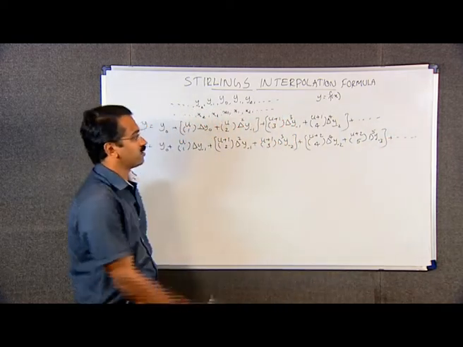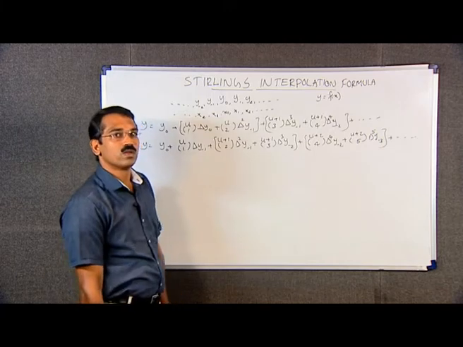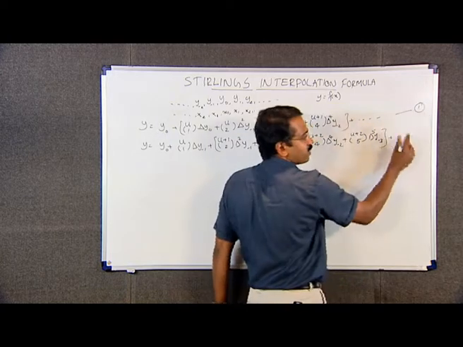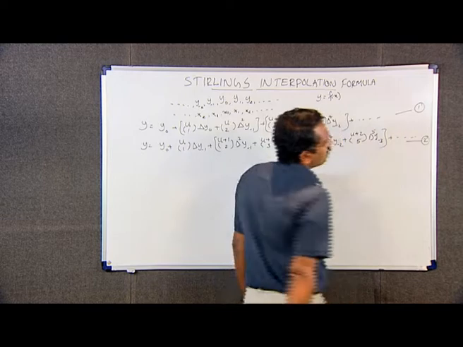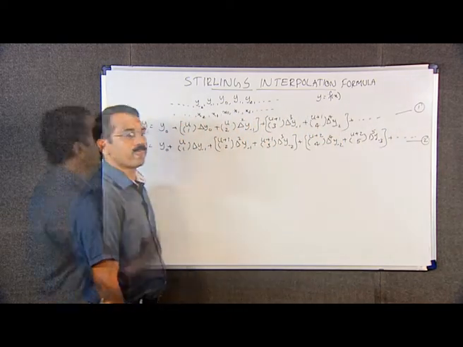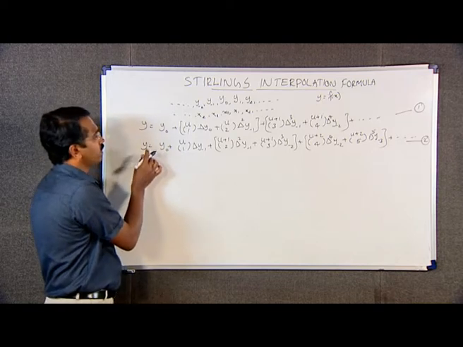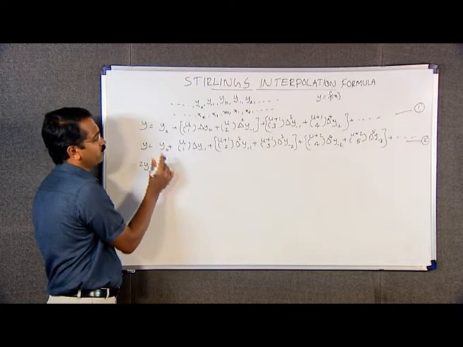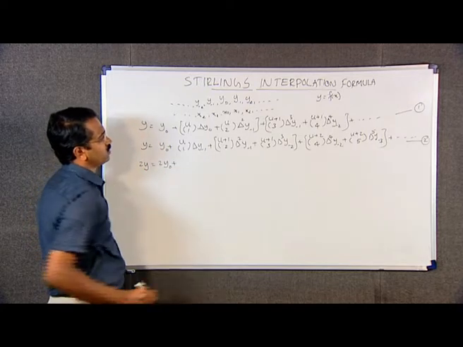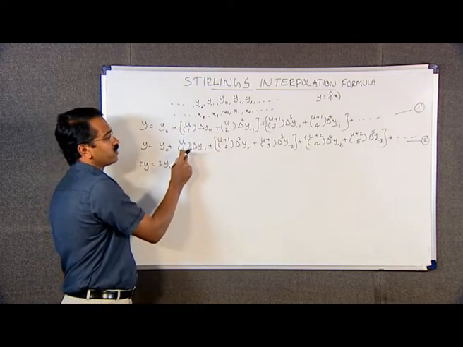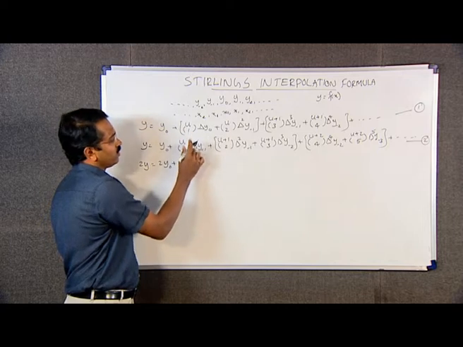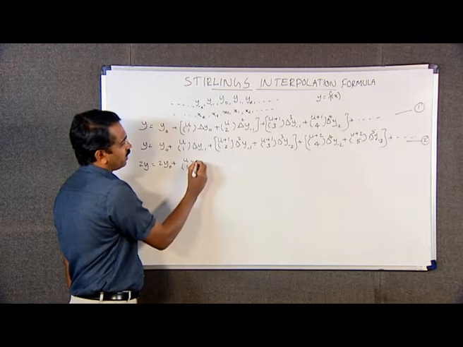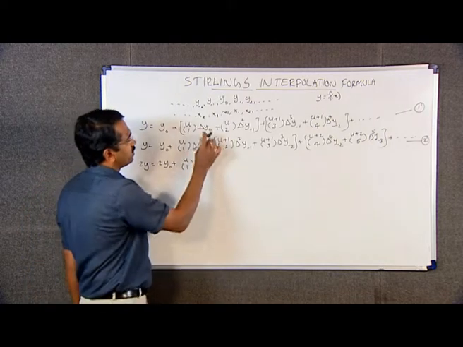In the previous classes, we derived these 2 formulae. Now, we add these 2 formulae. This is the first formula and this is equation number 2. Adding these 2 expressions, we will get y plus y on the left hand side, that is 2y is equal to, here y0 plus y0 is 2y0 plus uc1 delta y0 plus uc1 delta y minus 1. We can write the sum as uc1 into delta y0 plus delta y minus 1.